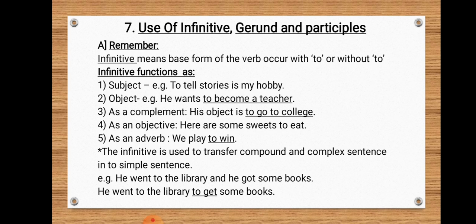So the infinitive is used to transfer compound and complex sentence into simple sentence also. For example, he went to the library and he got some books. So, he went to the library to get some books.